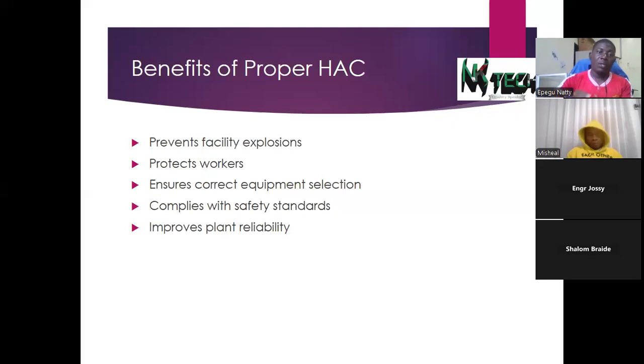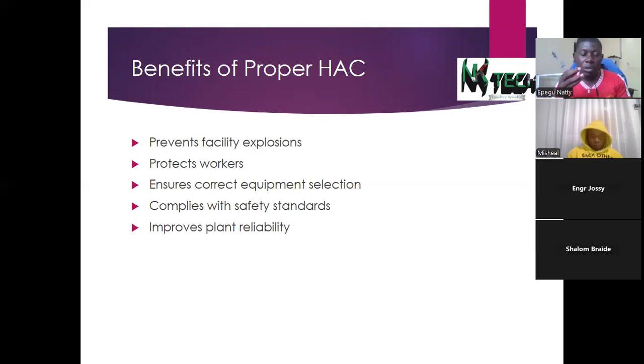All right. So, benefits of proper HAC. Proper HAC will prevent facility explosion. It will protect the workers. It will ensure that correct equipment selection is done. It will enable the company to comply with safety standards and improve plant reliability. But another thing that it can also improve is cost.